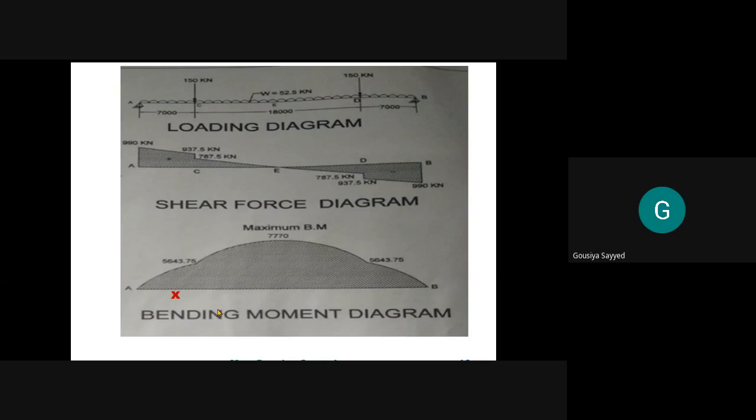So why do I draw the bending moment diagram? Just see here, it is assumed that the flanges are designed to take bending moment and the web is designed to take shear force. That's why here we calculate the maximum bending moment, and we know in a simply supported beam, at the center we get the maximum bending moment.